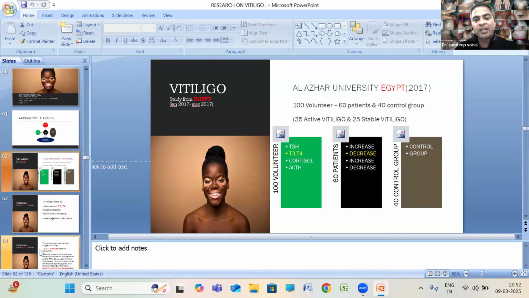Right now, we will focus on T3 and T4. We found from this Egypt study that in vitiligo patients, you will have low T3 and T4 in comparison to the control group. It means thyroid hormones are low in vitiligo patients.